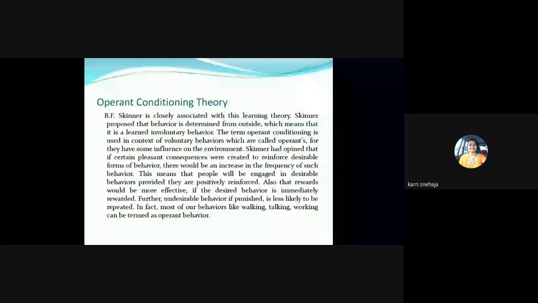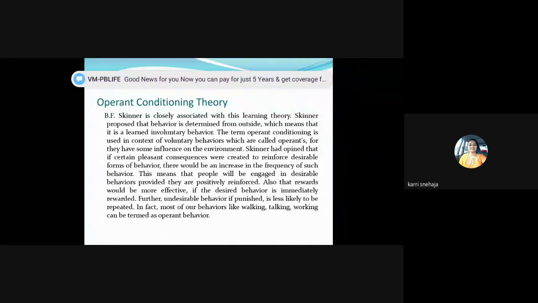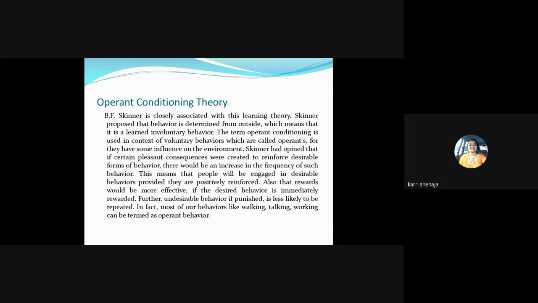This was the opinion that if certain pleasant consequences were created to reinforce desirable forms of behavior, there would be an increase in the frequency of such behavior. This means that people will be engaged in desirable behavior provided they are positively reinforced. So if a person is going to perform better when some rewards, incentives or perquisites are given to him, you tell the person that if there is no performance appraisal, there is no performance evaluation in an organization, there are no incentives, no perquisites, no bonuses, no monetary or non-monetary benefit to the employee.